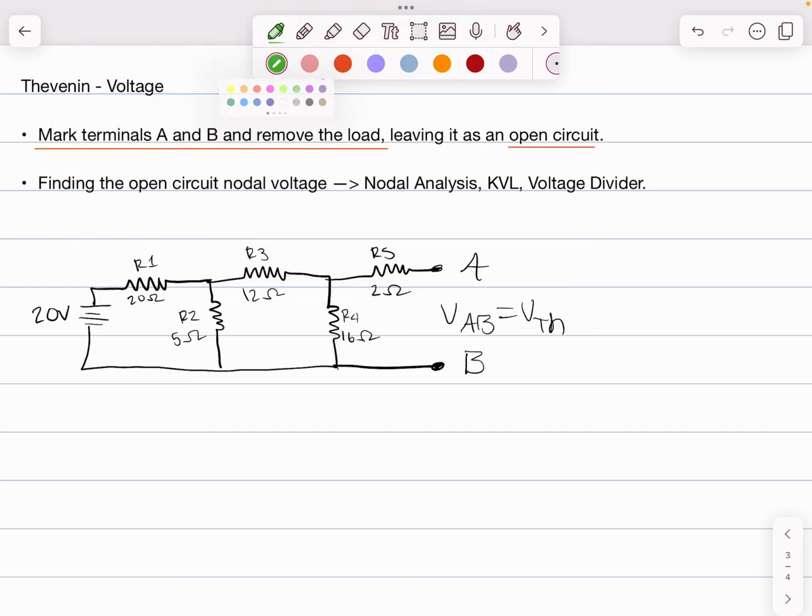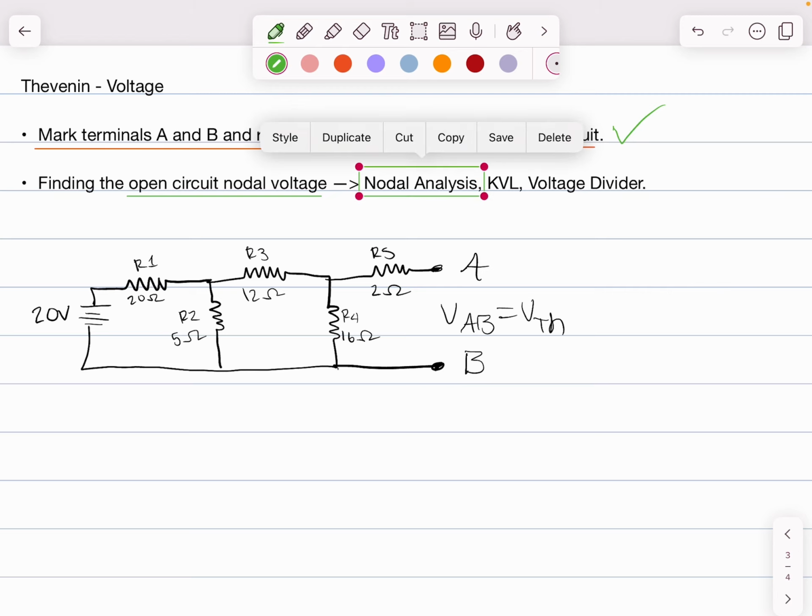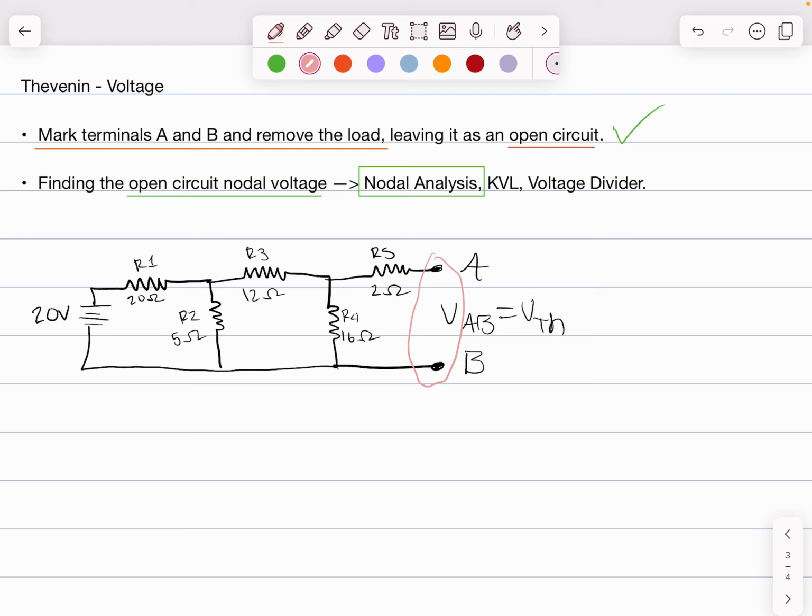Next step is telling me find the open circuit nodal voltage, and then this can be using nodal analysis, KVL, voltage divider, reduce from return, any method you would like. In this problem, we're going to go with nodal analysis. Before we move on, I'm going to talk a little bit more about what this means, open circuit nodal voltage. So in our circuit, this first step, we removed our load and we are leaving it as an open circuit. So this part right here is an open circuit, and this tells me about the current.